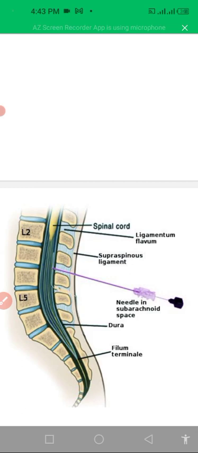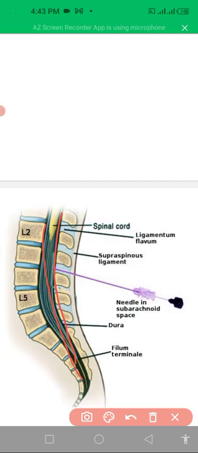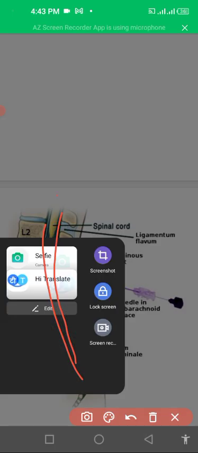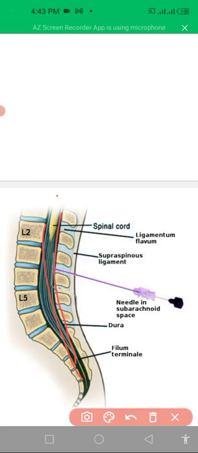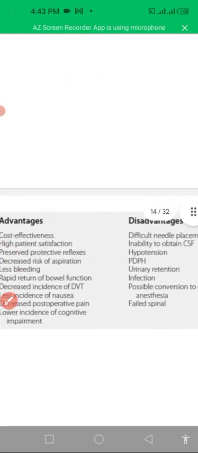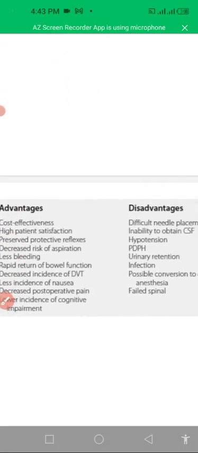We perform saddle block and ask the patient to sit for 3 to 5 minutes after injection of the spinal anesthetic agent. So as you can see, there is the spinal cord, and then there are different vertebrae. At L4, L5, we insert the spinal anesthetic needle. Here it is between L3 and L4, but the ideal is L4, L5. So the needle is inserted into the subarachnoid space, and then we have to aspirate the CSF for confirmation, and then push the anesthetic agent for anesthetic purpose.